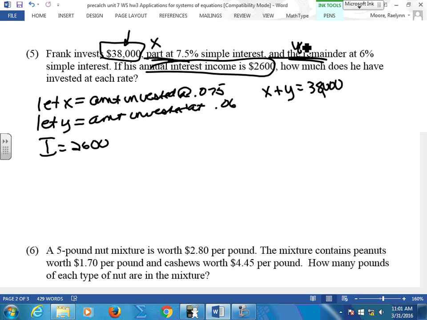That's one equation. Now for us to calculate his simple interest, we're going to take the amount he invested at x and multiply it by what? 7.5%. So we're going to do 0.075 times x plus the amount invested at 6%, which is 0.06y. This is my interest income.